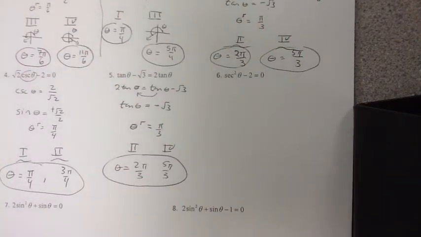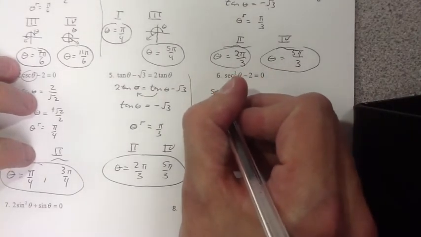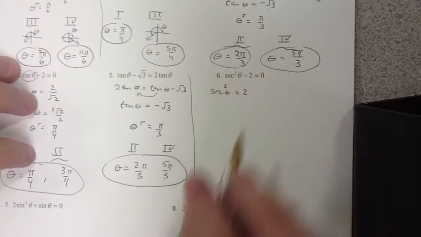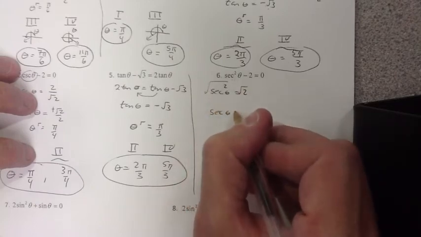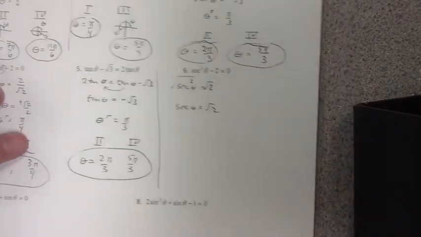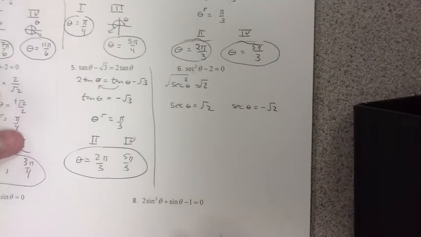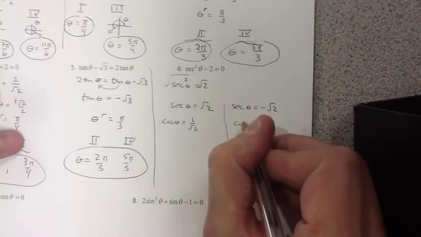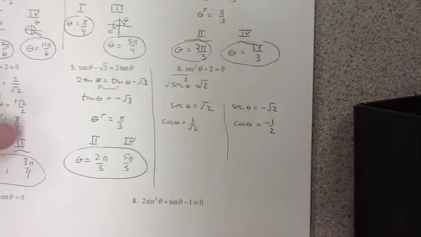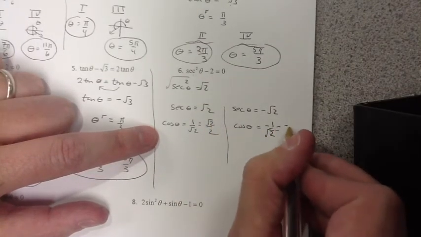All right, now number 6, these are the fun ones I like to say because we have to take a square root. So when I solve it, I'm going to get the secant of theta equals plus or minus root 2. When we take the square root of that, we actually get two answers. We get the secant of theta equals positive root 2, and we get the secant of theta equals negative root 2. I have to solve two equations here. The first one, cosine of theta equals 1 over root 2, and the cosine of theta equals negative 1 over root 2. And hopefully we can remember this is really root 2 over 2, and this was negative root 2 over 2.